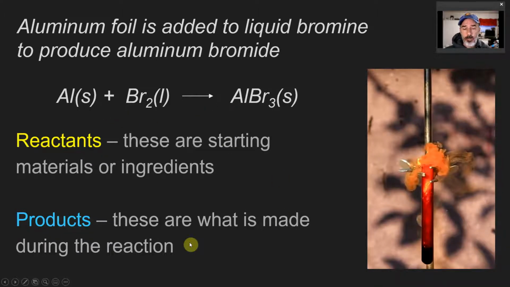So I may say to you in a minute, what's a reactant in this reaction? And the answer would be either aluminum or bromine. Both of those are reactants. What's a product? That's the thing that you as a chemist didn't bring. So it's the thing that's got to be made and will be there at the end of the reaction.